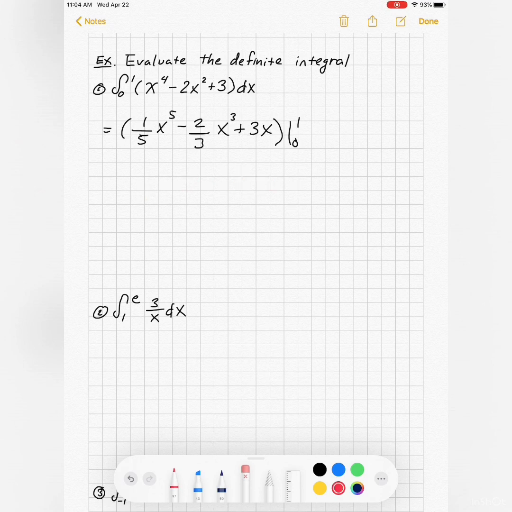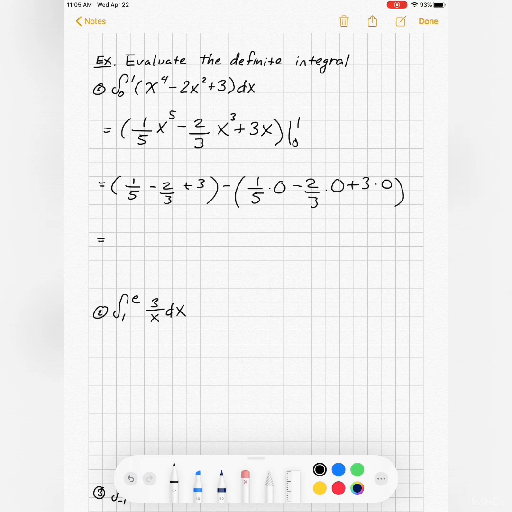Okay, then I evaluate the upper limit. So that's a fifth times 1 minus 2/3 times 1 plus 3 times 1, minus a fifth times 0 minus 2/3 times 0 plus 3 times 0. This of course goes to 0. So what is this? An LCD, I guess 15.